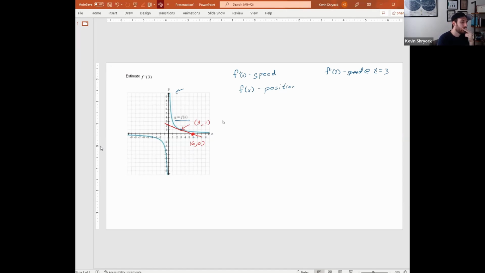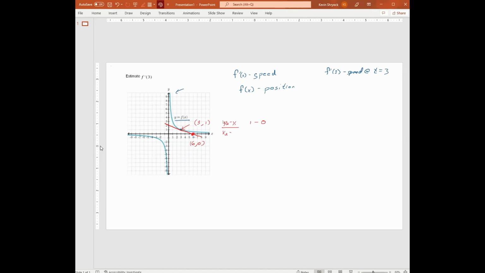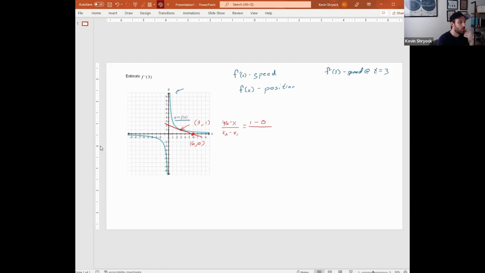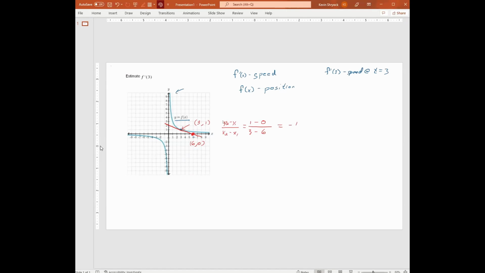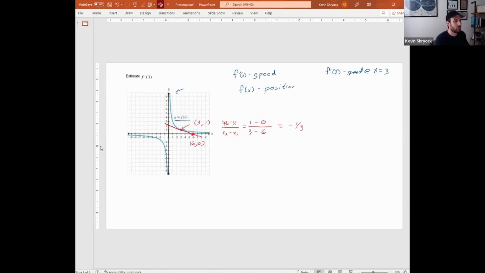So what would the slope be? y2 minus y1 over x2 minus x1. So you get 1 minus 0 over 3 minus 6. 3 minus 6 gets us negative 1/3. And again, that looks like it matches with the picture. Should be a negative slope, pretty small, shallow. Yeah. Good.